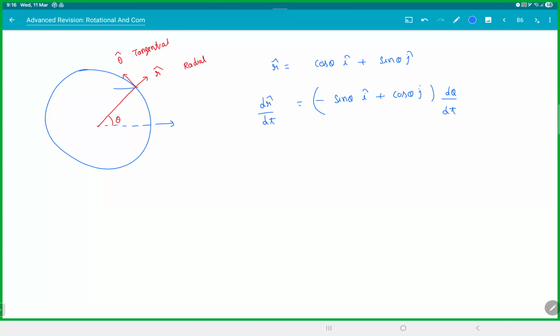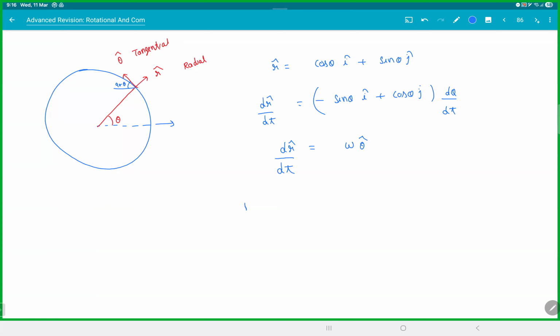You can clearly see this thing. This will be 90 minus theta. That will be minus cos theta i cap, sine theta j cap. So this will be omega into theta cap. So whenever you differentiate a radial vector, dr cap by dt, we get omega theta cap. So the vector rotates by 90 degrees and gets multiplied by omega.